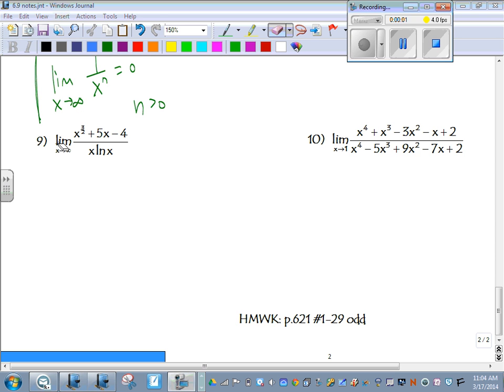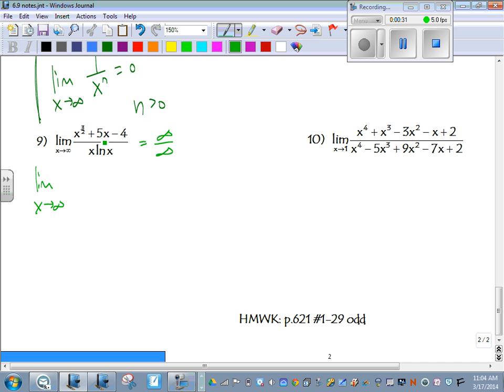For number 9, limit as x approaches infinity. Here, if we have infinity to the 3/2, that's just going to keep getting larger and larger. The whole top is just increasing and approaching infinity. Same with the bottom. Take infinity times natural log infinity. This is just going to keep getting larger and larger. So again, top and bottom are both approaching infinity. So we can use L'Hopital's rule.